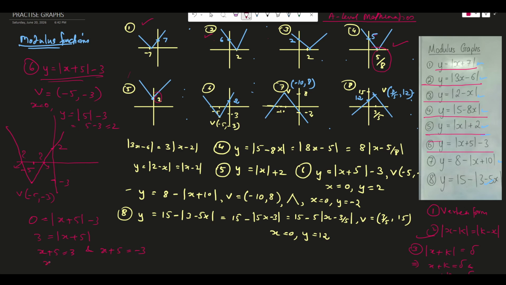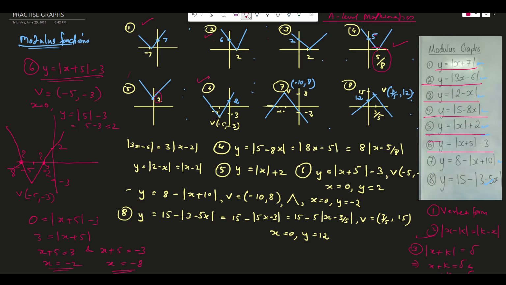If you rearrange this, x will be equal to 3 minus 5, that is minus 2, and here x will be equal to minus 3 minus 5, so minus 8. So you are getting the values of x, minus 2 and minus 8. So this can be your minus 2, and this is your minus 8. These points, so this is the shape of the graph.